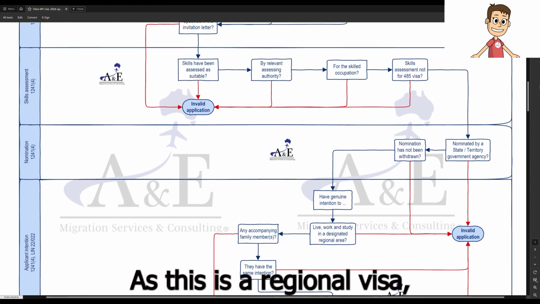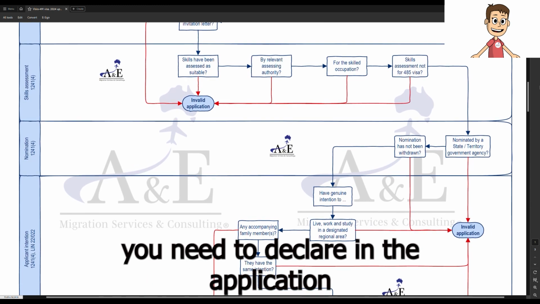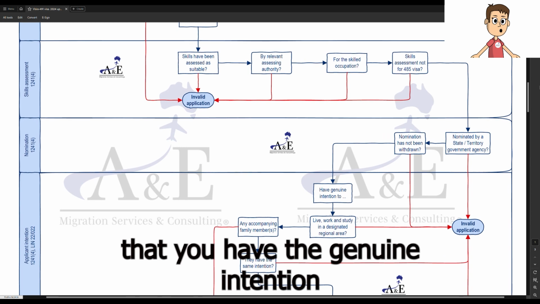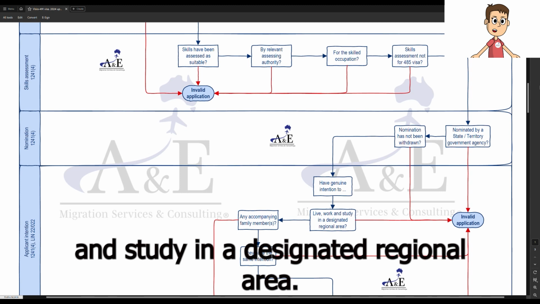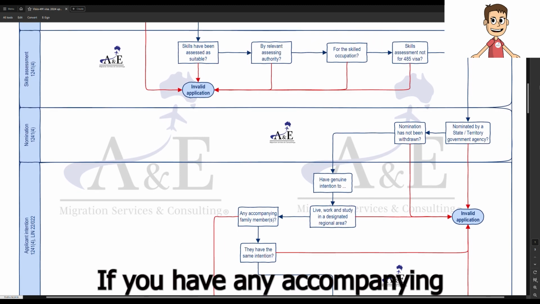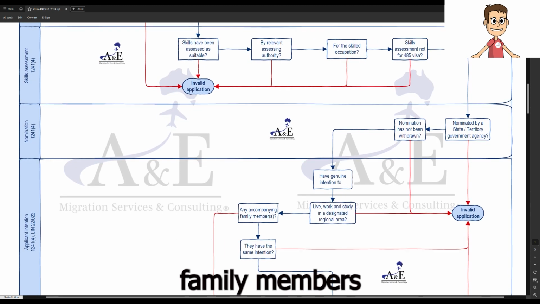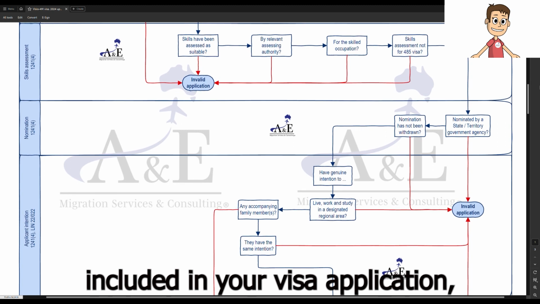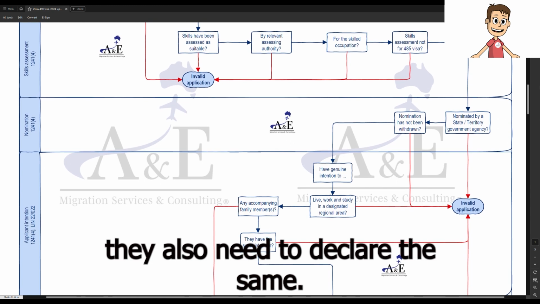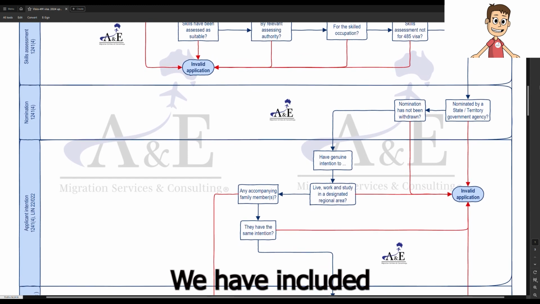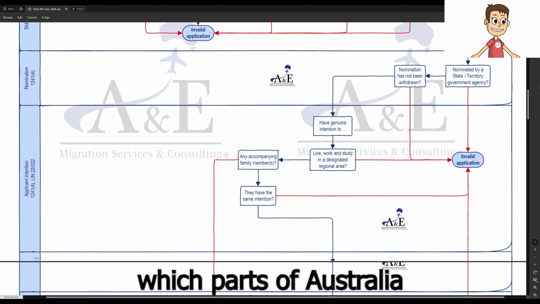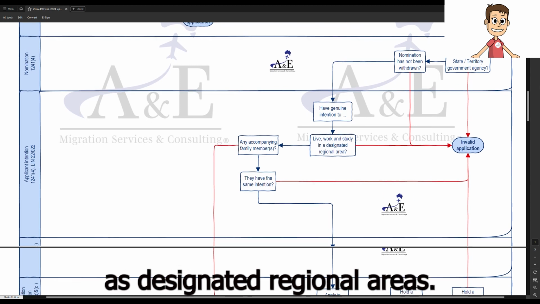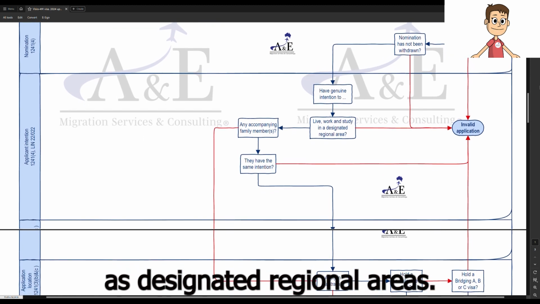As this is a regional visa, you need to declare in the application that you have a genuine intention to live, work and study in a designated regional area. If you have any accompanying family members included in your visa application, they also need to declare the same. We have included a link to a legislative instrument showing which parts of Australia are classified as designated regional areas.